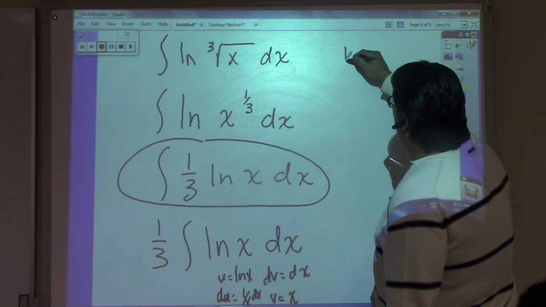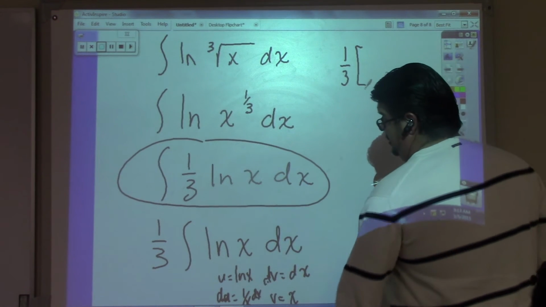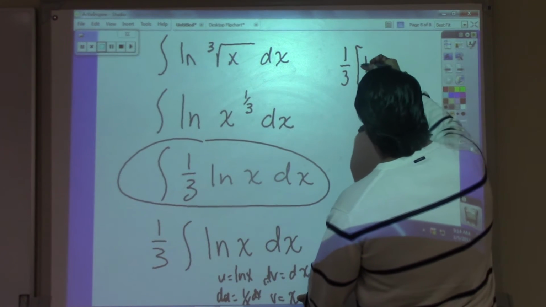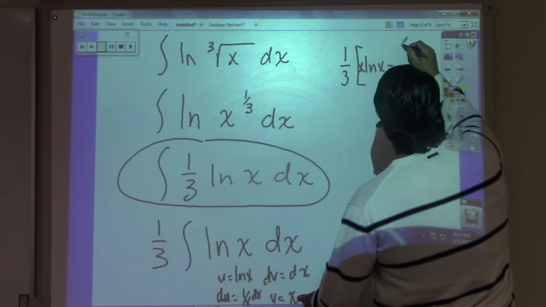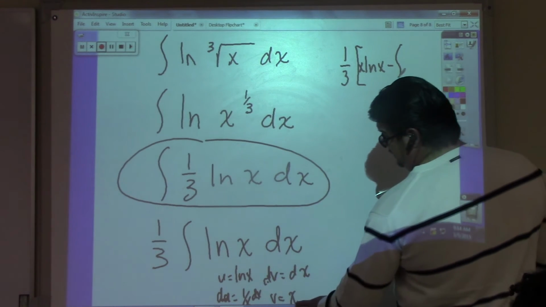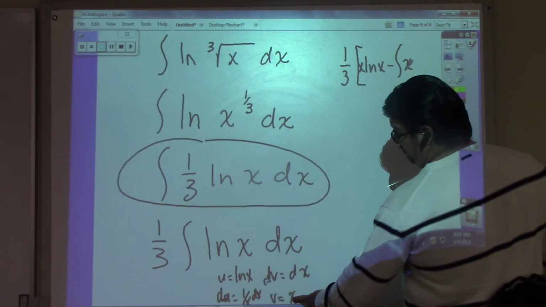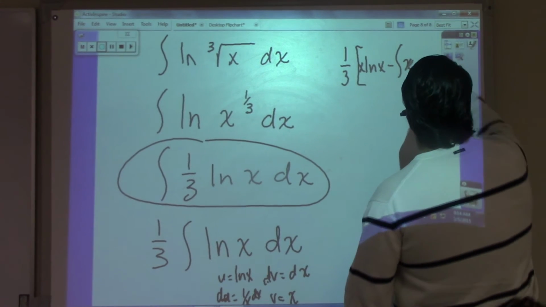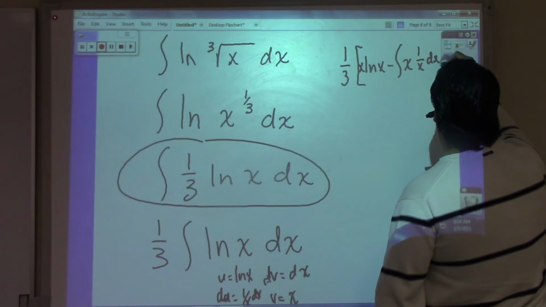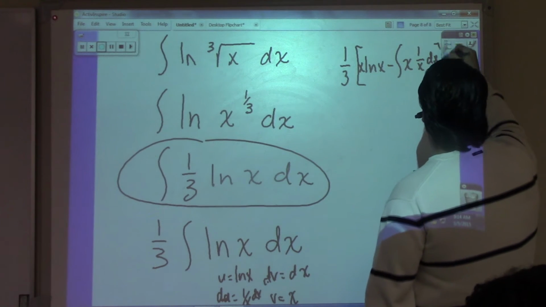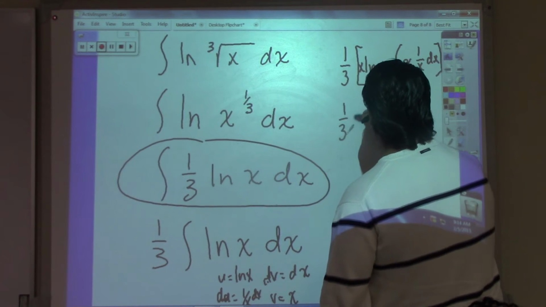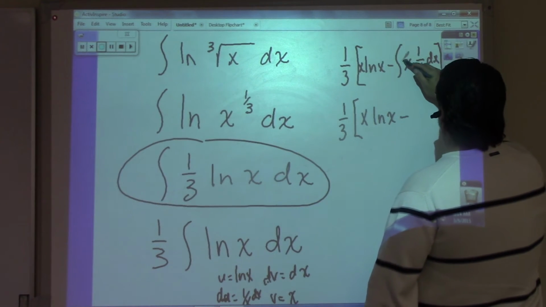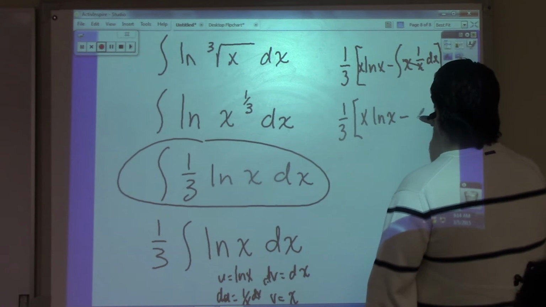That'd be 1/3 natural log of x times x minus the antiderivative of x times 1 over x dx. So 1/3 x natural log of x minus, the x is canceled. What's the antiderivative of dx?